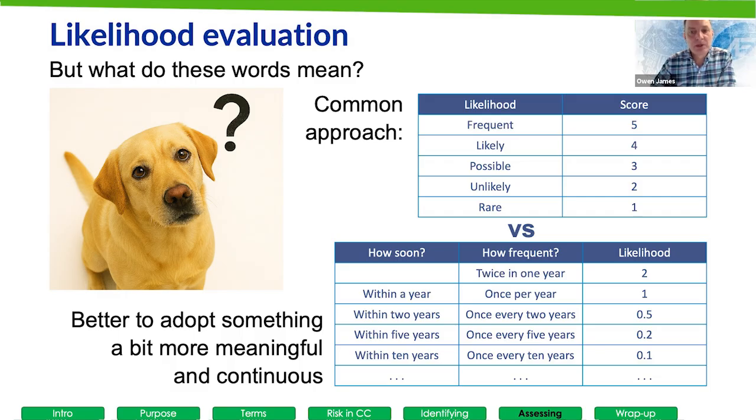How often will it happen, or how soon could this risk happen? We can then convert this into some form of annualized likelihood. Of course, it's not precise. We are predicting the future, but we are at least on the same page about interpretation and can have a conversation about it.